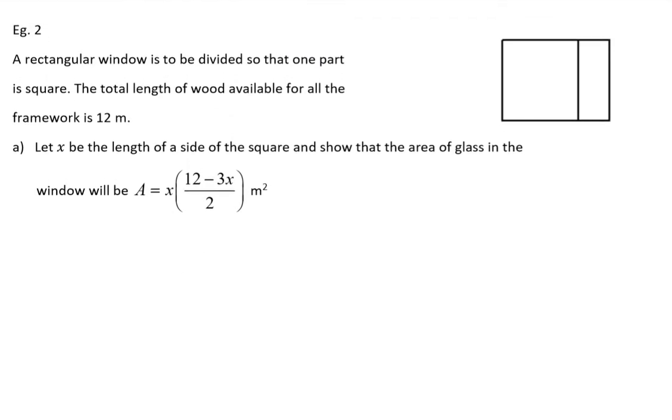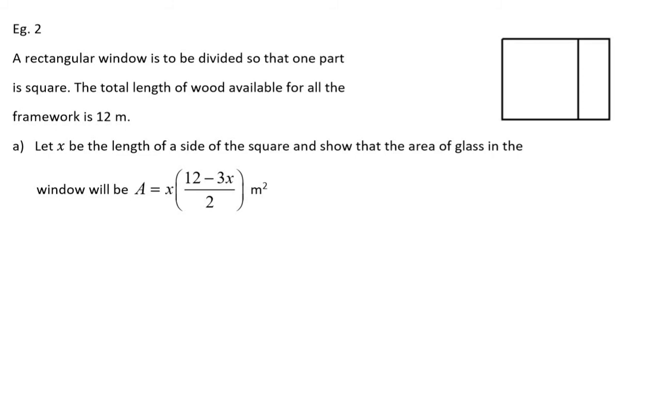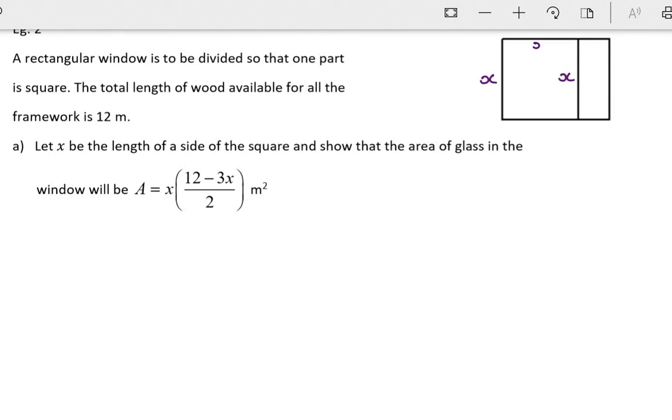This question says a rectangular window is divided into one part that is square. The total length of the wood available for all the framework is 12 meters. Let the length of one side of the square be x. So basically that means this is x, this is x, this is x, this is x, and this is x. Now it says show that the area of the glass will be, and there it is. Okay, so what they're asking me is what is the area of this entire thing. Well, that's a rectangle, and the area of a rectangle is length times breadth.